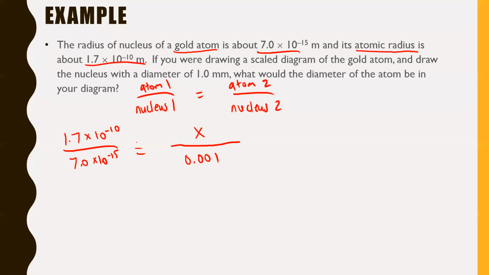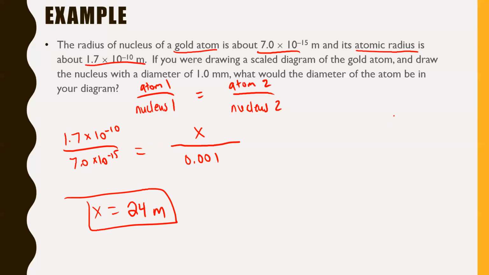To find X, we just need to multiply this over to the other side. You're going to find that X is actually equal to 24 meters. In other words, if you were to draw a scale model of an atom, where that little dot at 1 millimeter is your nucleus, then your electrons are 24 meters away.